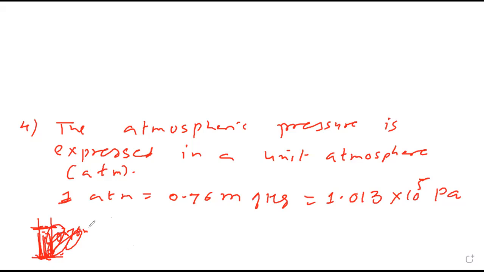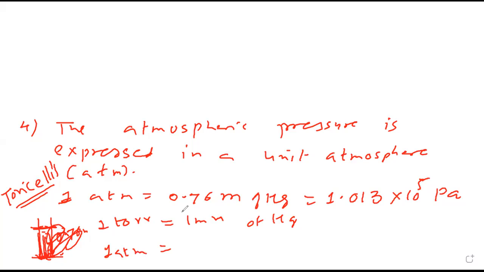Yes, sir. एक साइंटिस्ट था जिसका नाम था टॉरिसेलिस. To respect him, we also call pressure in terms of torr. 1 torr is nothing but 1 mm of mercury. 1 atmosphere means how many mm of mercury? 760 mm. So can I say 1 atmosphere is 760 torr? Yes. All this they can ask you in fill in the blanks or MCQ. Right, so practice this two times.